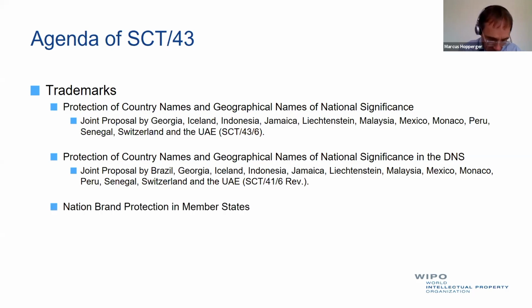And finally, the SCT is also considering a new initiative based on the proposal by the delegation of Peru, and it deals with the protection of nation brands. That obviously is a very interesting issue because nation brands are not really defined internationally. So the question is, what are nation brands? How are they being used? And is existing IP protection for nation brands sufficient or not?